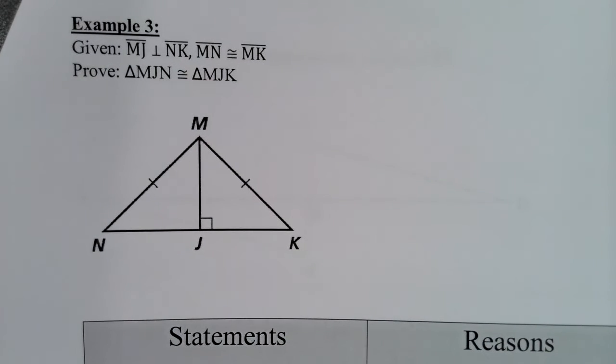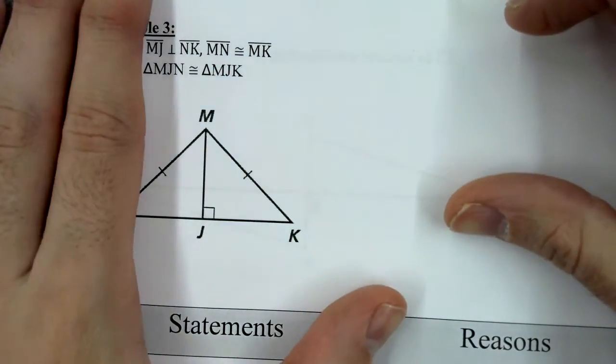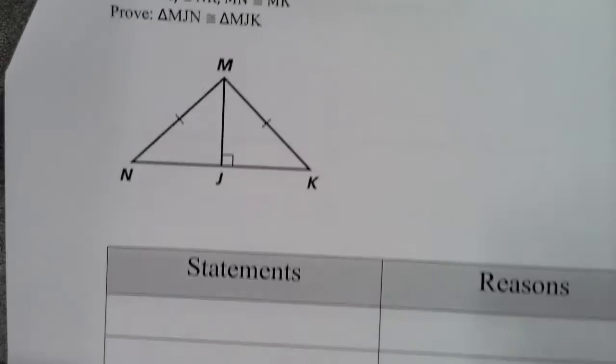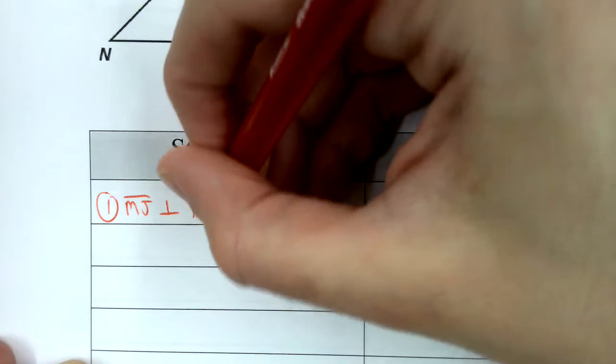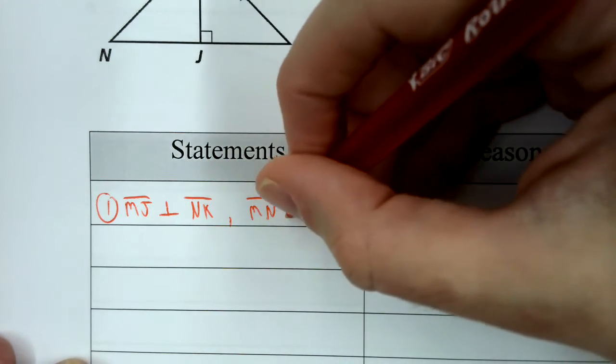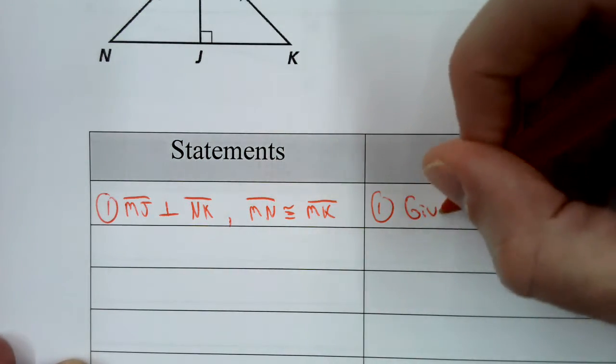Example 3, given that MJ is perpendicular to NK, and then MN is congruent to MK. Prove that triangle MJN is congruent to triangle MJK. Okay, so here we go. First statement is my 2 givens. Reason 1 is given.